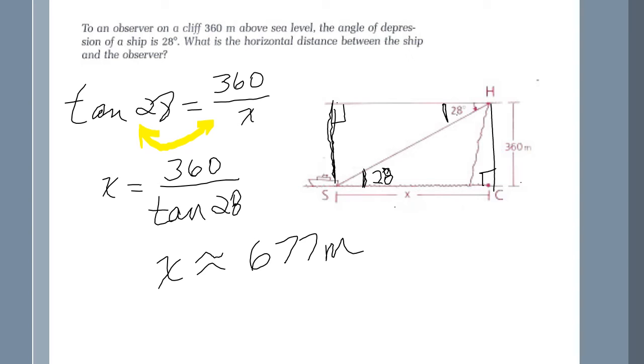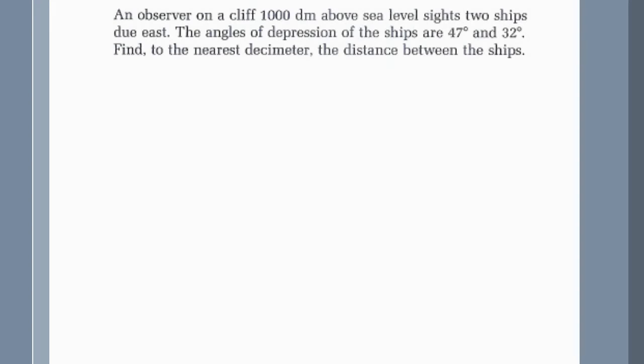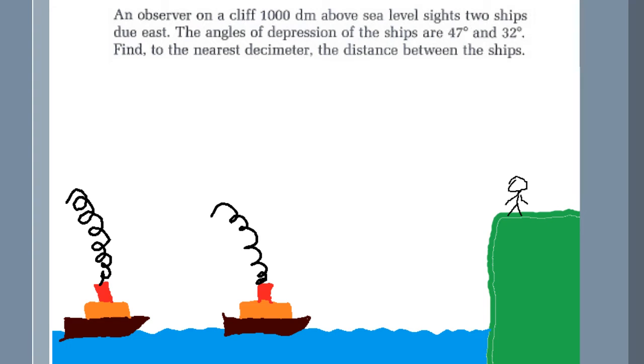Let's do one more example. Okay, so an observer on a cliff 1,000 decimeters above sea level sights two ships due east. The angles of depression of the ships are 47 degrees and 32 degrees. Find to the nearest decimeter the distance between the ships. And the best thing we have to do when we start is a drawing. So we can see my terrible drawing here.